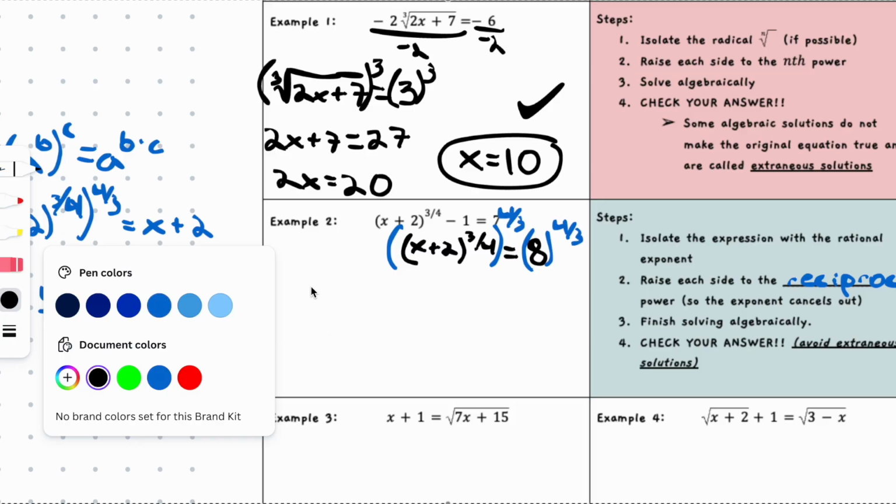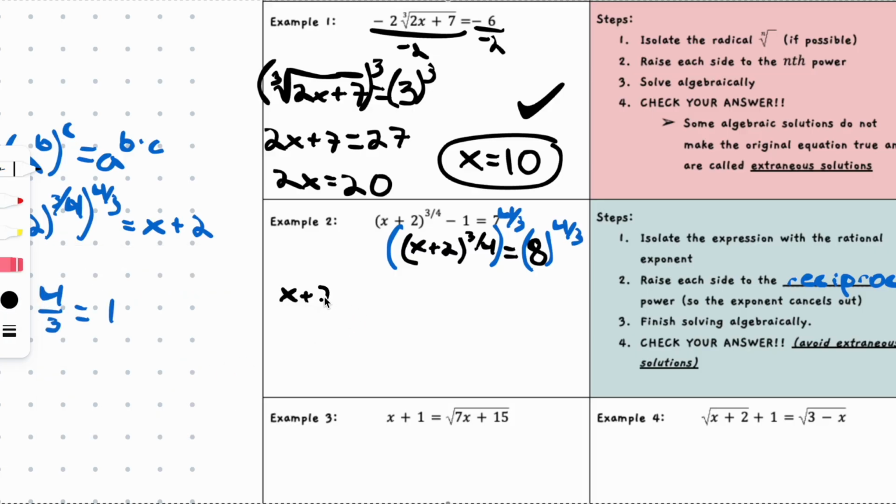So we end up getting x plus 2 equals 8 to the 4/3. Now, when we think about 8 to the 4/3, that's the same thing as saying the 3rd root of 8 raised to the 4th power, just by exponent rules. And so what's the 3rd root of 8? The 3rd root of 8 is going to be positive 2. So we get x plus 2 equals positive 2 to the 4th power.